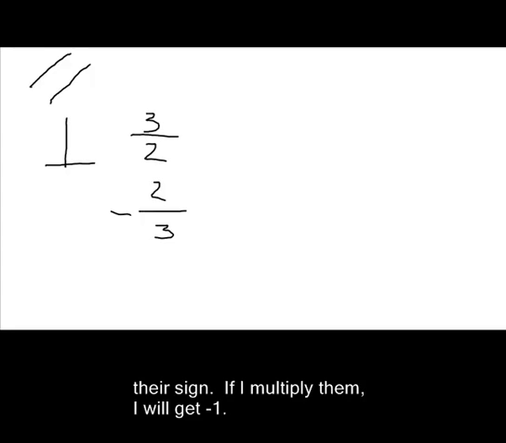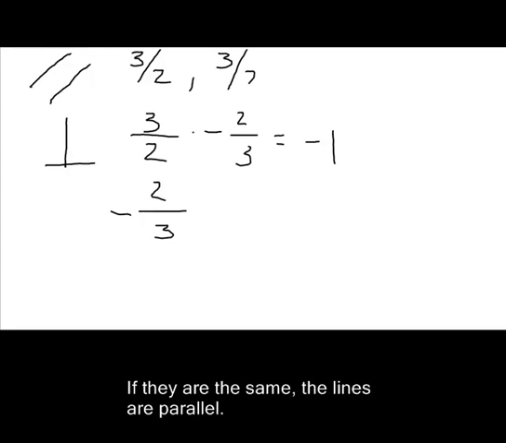So if two slopes are complete opposites, in other words, if I took the two slopes and multiplied them, I would get a -1, then the two lines are perpendicular. If the two slopes are exactly the same, my two lines are parallel.